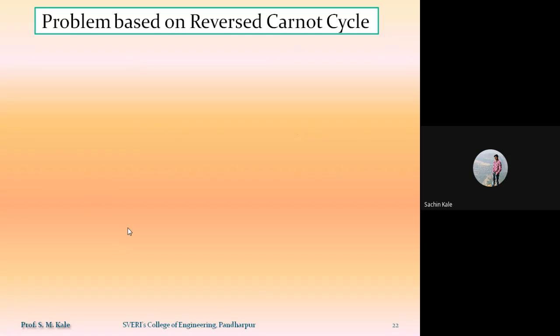QR minus QA is also called Q2 minus Q1. That is also called the work done on the system, that is nothing but WD.